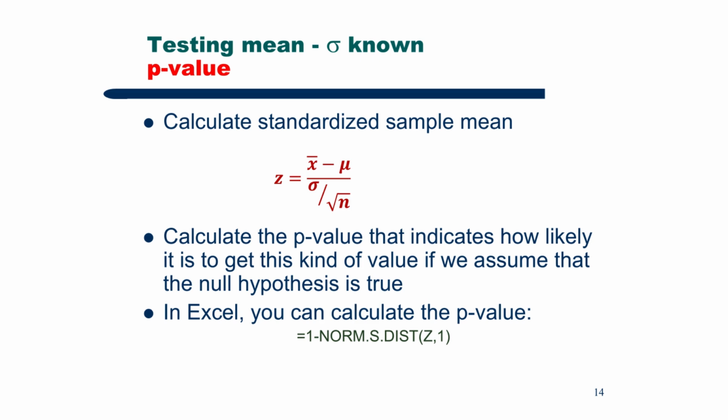Step 3. Compute the p-value in Excel. To calculate the p-value in Excel, use the following formula. P-value equals 1 minus NORM.S.DIST(z, 1).